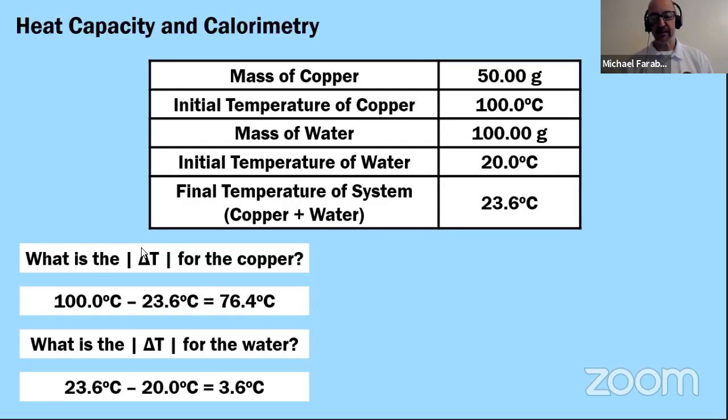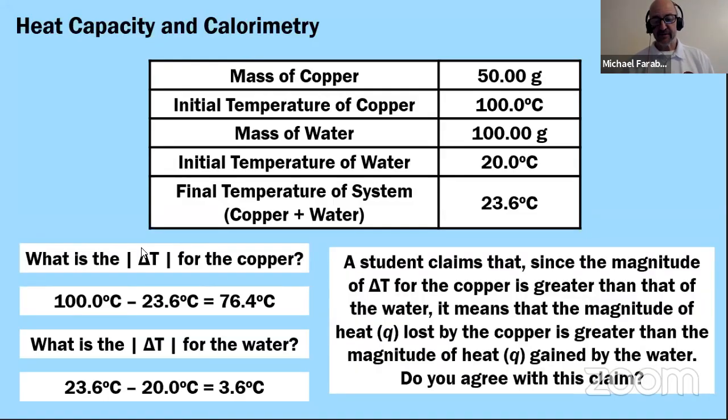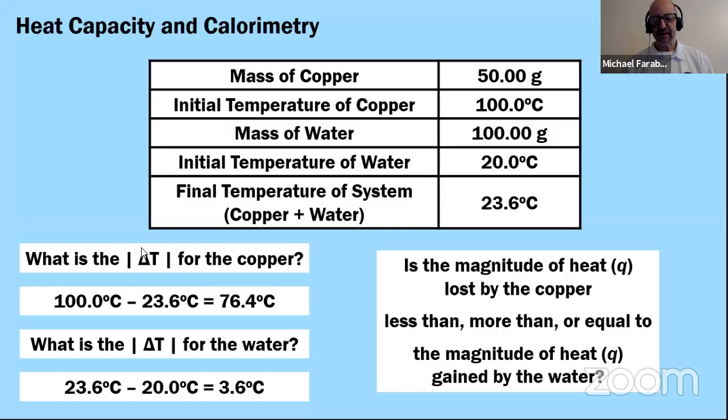Okay, here comes the student claim. Decide if you agree with this claim. A student claims that since the magnitude of delta T for the copper is greater than that of the water, it means that the magnitude of heat, Q, lost by the copper is greater than the magnitude of heat gained by the water. Do you agree with this claim? And again, feel free to pause the video if you want to think about this before checking the answer. You have to make a decision. Is the magnitude of heat lost by the copper less than, more than, or equal to the magnitude of heat gained by the water?